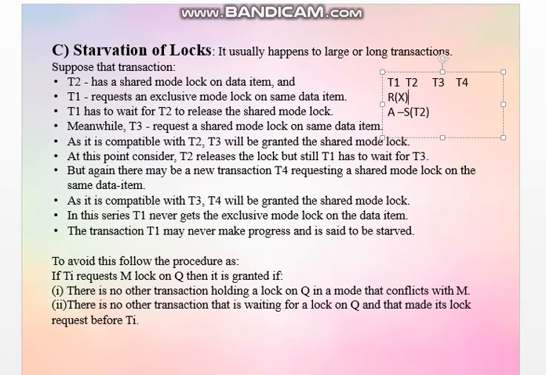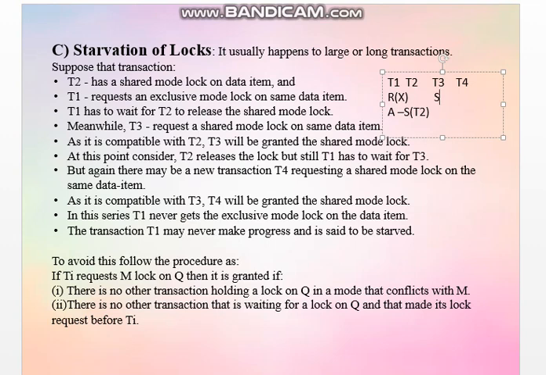Meanwhile, consider transaction T3 comes. Transaction T3 requests a shared lock on the same data item A. T3 wants data item A, but this time it wants the shared lock. Because shared is compatible with the shared lock, we will give a grant to the T3 transaction immediately. As T2 and T3 are compatible, we will be granting the lock to T3. At this point, consider T2 releases the lock, but still T1 has to wait for T3.